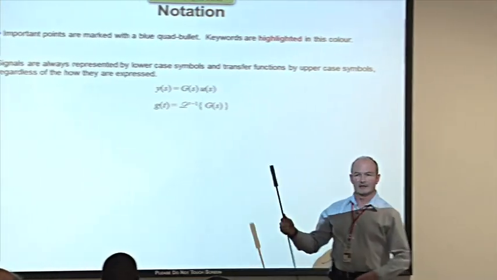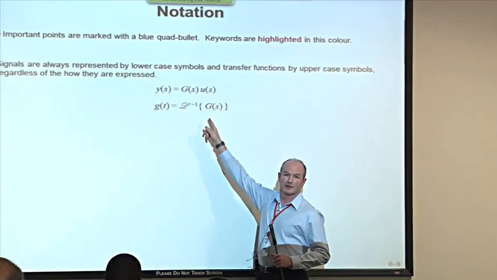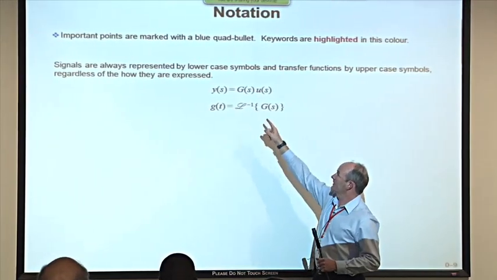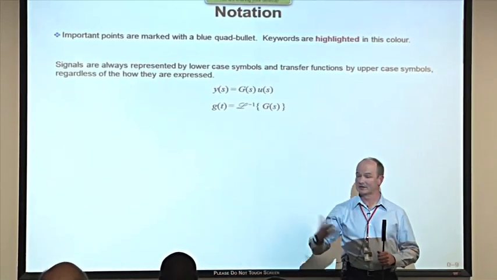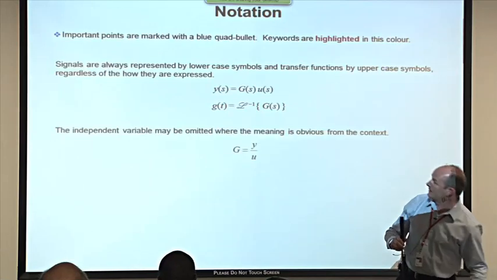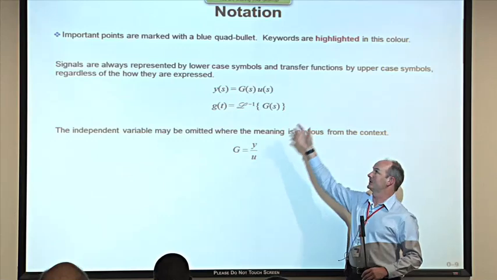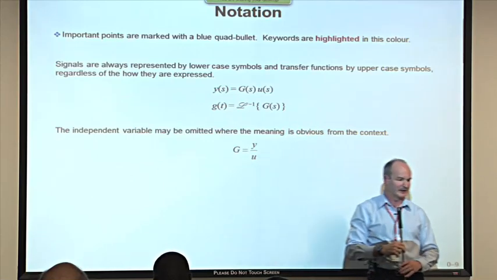Now, when you write out the equations in this way, sometimes the independent variable becomes a little bit cluttered, right? So rather than writing open brackets s, close brackets every time, sometimes if it's obvious, I'm going to omit that. So for example, I might just write g equals y over u, and you recognize that as a rearrangement of the first equation. There's no point writing open brackets s, close brackets every time.